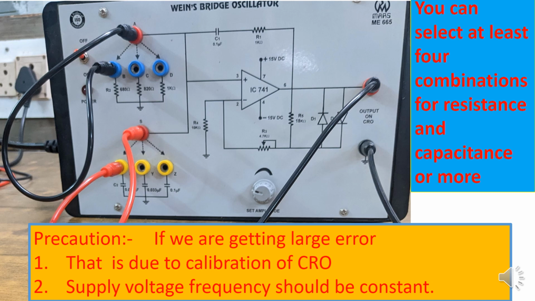So I have picked this as a resistance, and this as a capacitance, as a combination of parameters. Now the precaution is that if we are getting a large error, then it is due to the calibration of the CRO. We should not change the calibration switch of the CRO, because then the calibration will change and the possibility of error is large. Similarly, the frequency of the supplied voltage should be constant, that is sometimes varying.